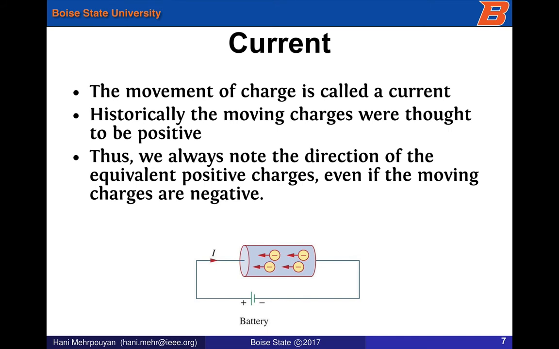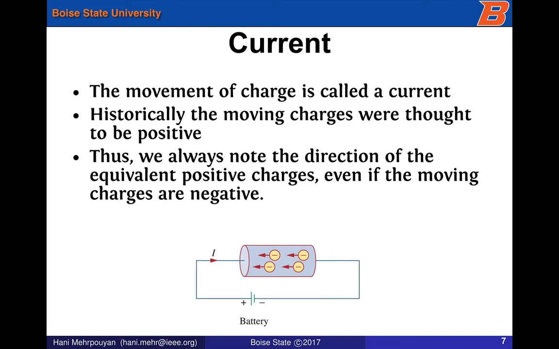So what is current? The movement of charges is referred to as current. Now, historically, we've always assumed that charges are moving from the positive side to the negative side, and for that reason, we still use that notation. However, we are aware now that it is actually electrons that travel through wires. But still, we denote that in a circuit, we would have the current moving from the positive side to the negative side.